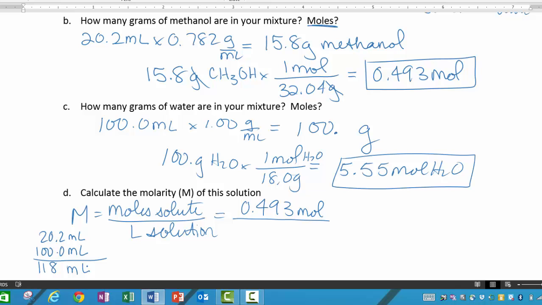And that can happen sometimes when you mix liquids together. So the total volume of the solution is not necessarily going to be the sum of the individual volumes. So you just have to look out for that and be careful. So the volume of the solution is 118 milliliters. So it's 0.118 liters. So if I solve to get molarity, it's 4.18 molar.